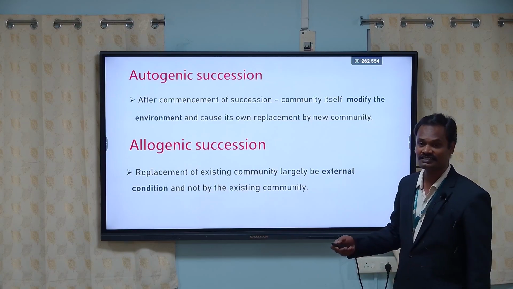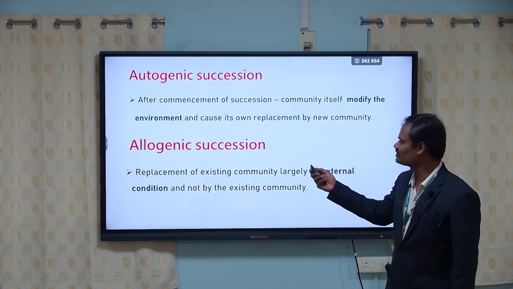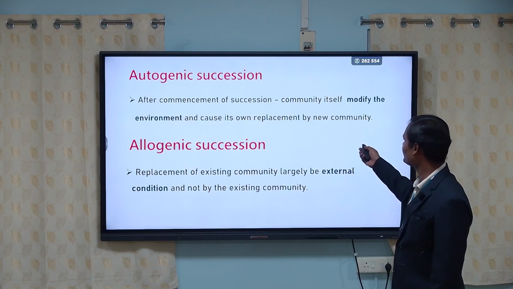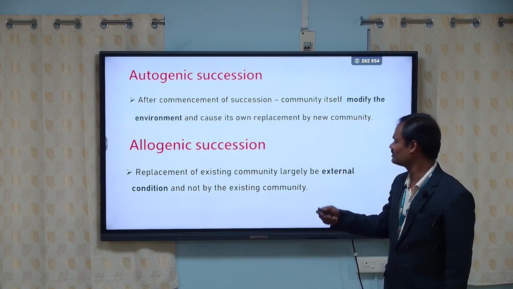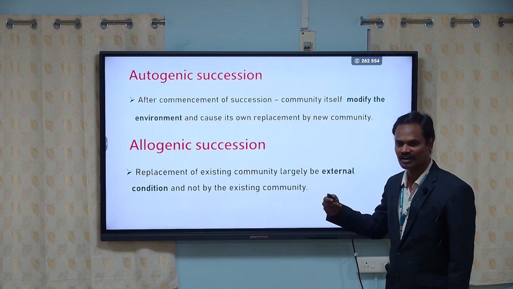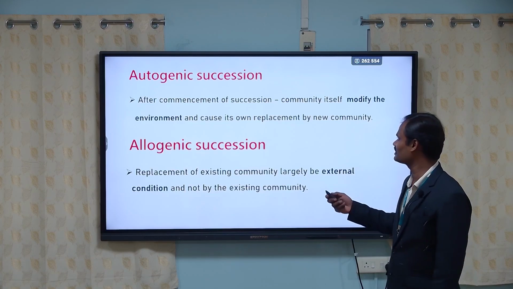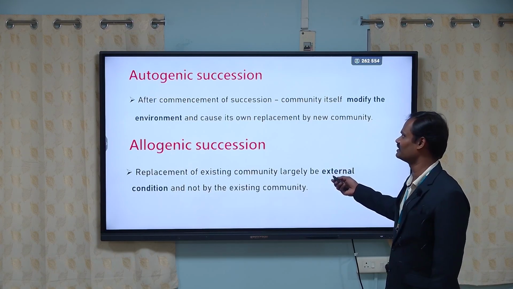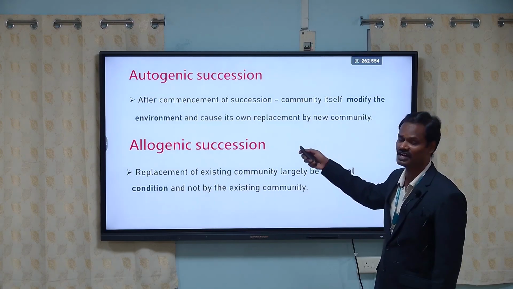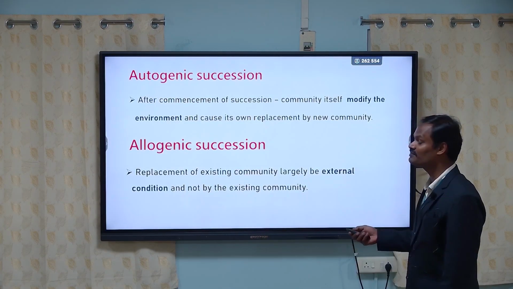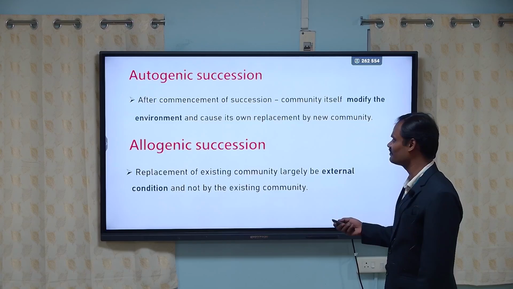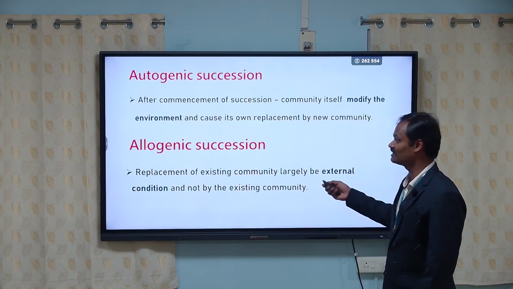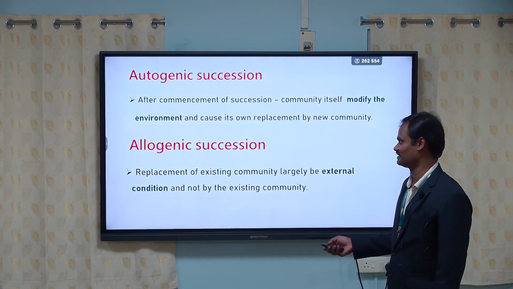And this secondary succession may be autogenic or allogenic. After commencement of the succession, the community itself may modify the environment, such as by producing organic matter and other metabolites, which make its environment adaptable by a new community. Such succession is called autogenic succession. Whereas sometimes the climatic factors or other environmental factors influence the replacement by another community. Such succession is called allogenic succession.